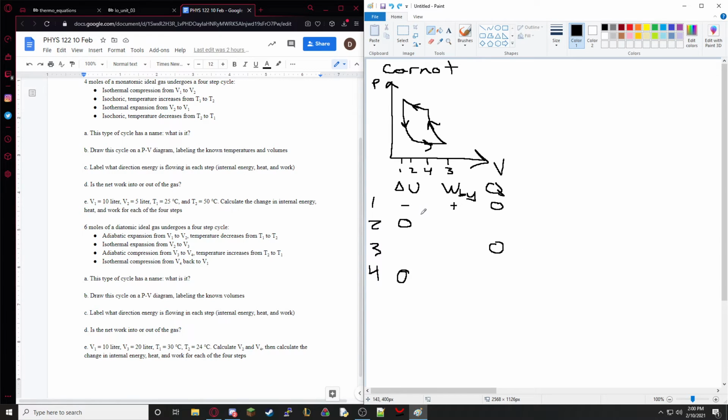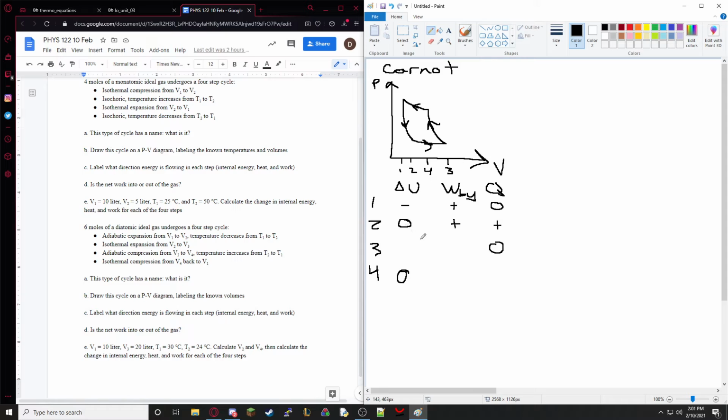Now for step 2, are our work and our heat flow going to be positive or negative? Let's do it again. Yep, positive. And why is that? Because the volume is increasing. Yep, exactly. Work done is equal to Q. Exactly. Volume increasing, work being done by the system is positive.